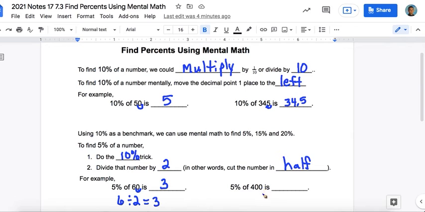Okay, now 5% of 40. So once again, use the 10% trick. So move it one to the left, and that would be 4. And we're going to take half of 4 to get 5%. So 4 divided by 2 is 2. So my answer is 2.